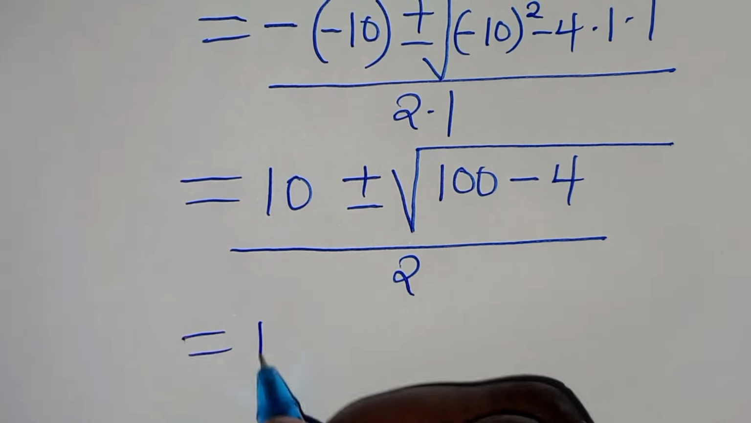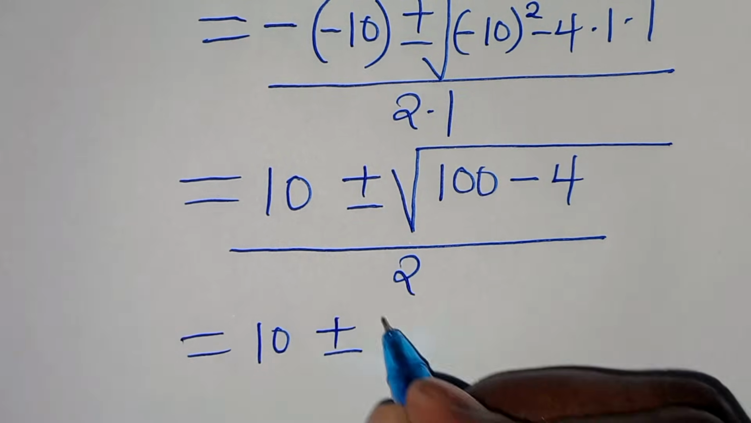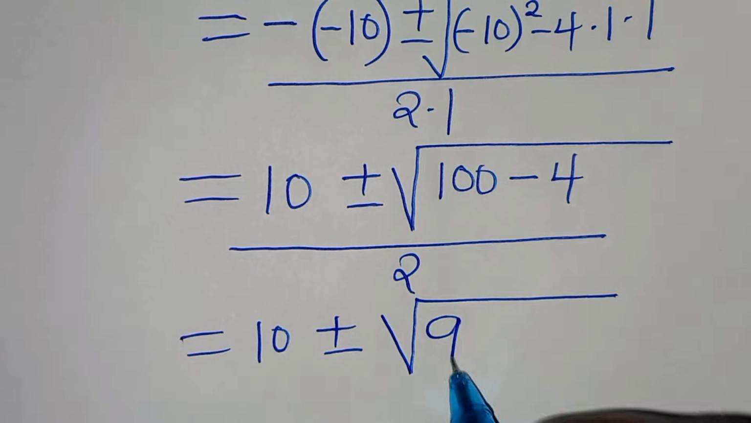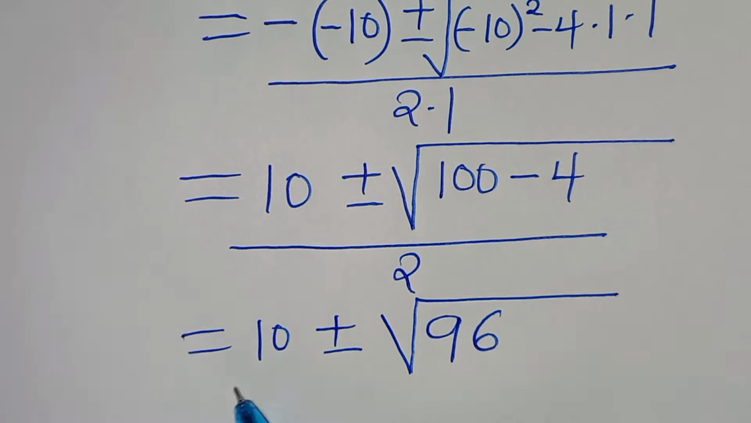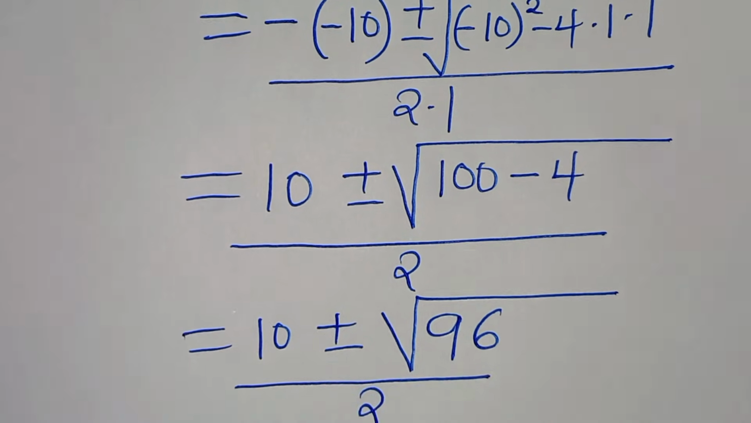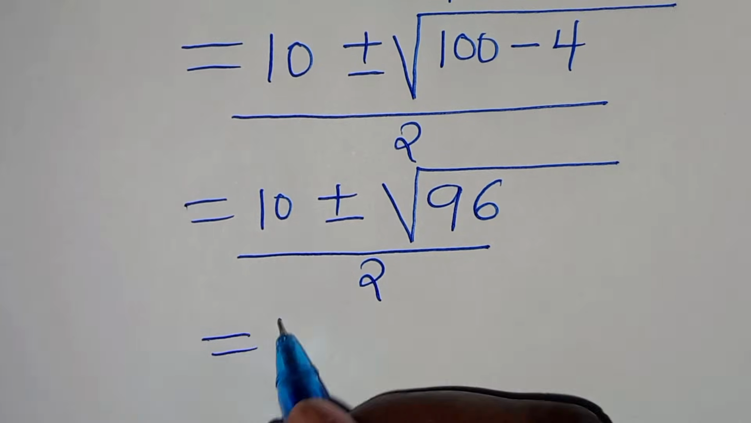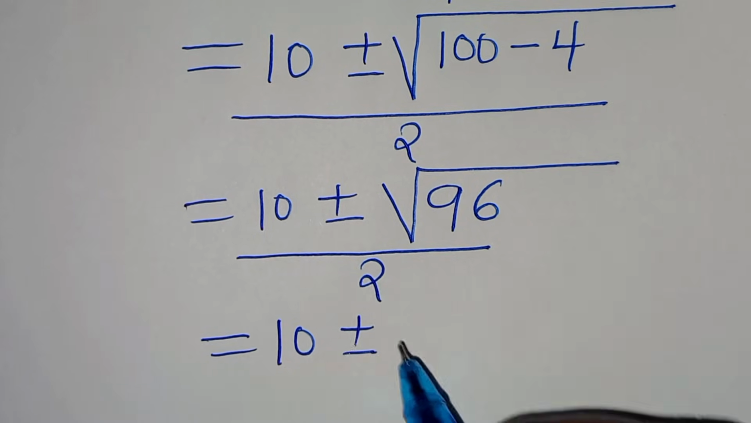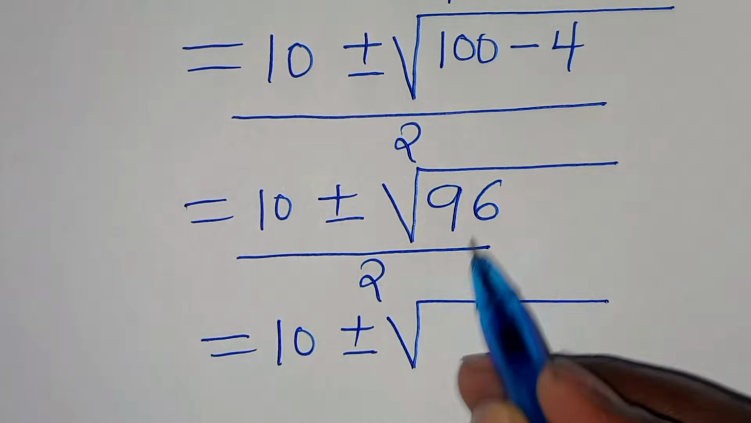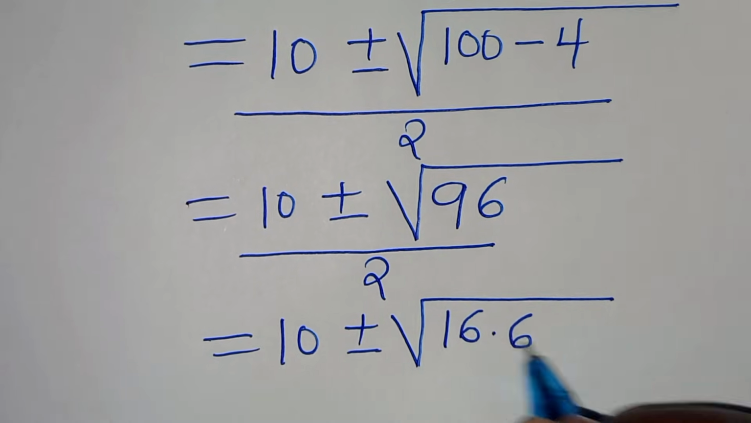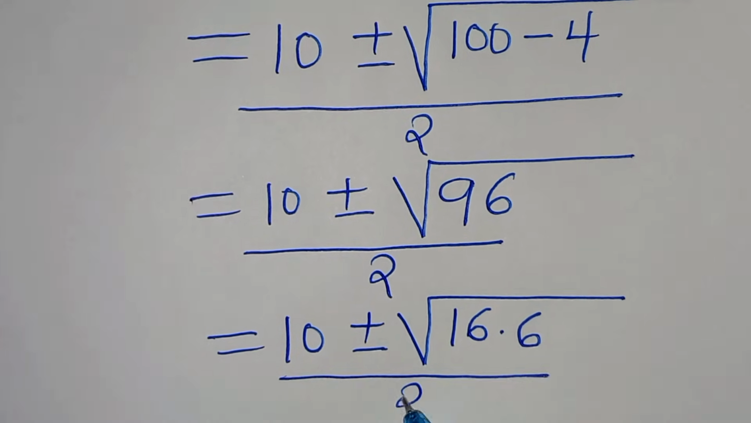So this is 10 plus or minus the square root of 100 minus 4, which is the square root of 96, divided by 2. So this implies that we have 10 plus or minus, and we can express the square root of 96 as the square root of 16 multiplied by 6, everything divided by 2.